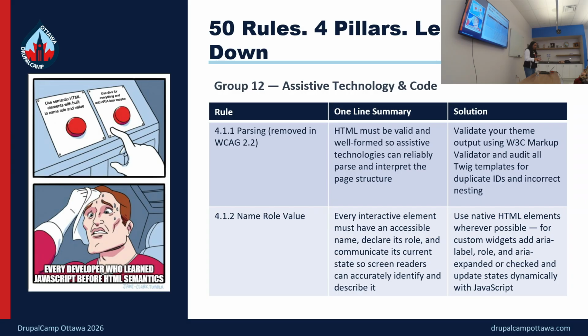Moving on to the next one, that is 4.1.2, name, role, value. Again, this is a rule where I have seen a lot of issues, if you are using any interactive elements and you are not mentioning the role, values, or the state in it. For example, collapsible buttons, accordions, modals. So let's see the summary first. Every interactive element must have an accessible name, declare its role, and communicate its current state so that the screen reader can actually see what's happening in the content.